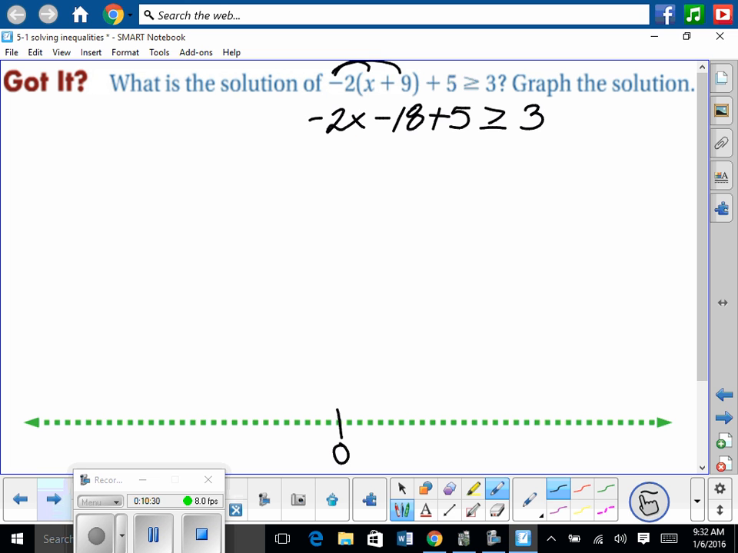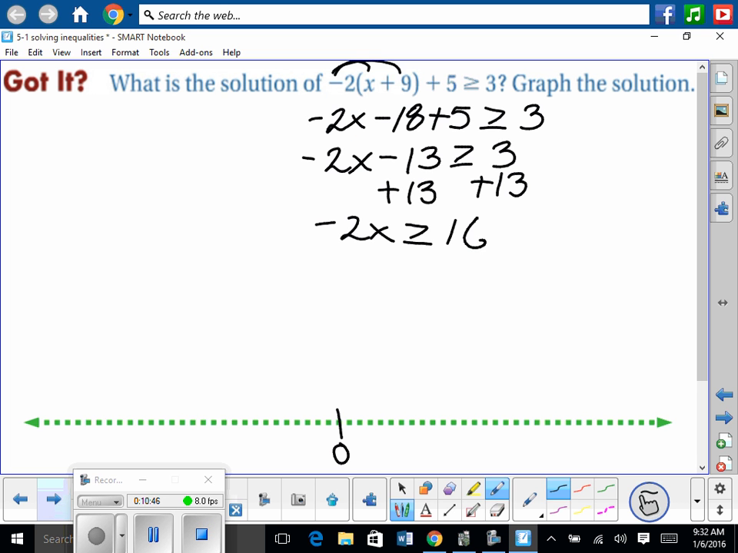Are we all following me? So we have -2x minus 13 is greater than or equal to 3. Then what will we do? Add 13. So we have -2x is greater than or equal to 16. Divide both sides by -2. We've got to flip our inequality since we divided by a negative. So we have x is less than or equal to -8. Right? Are we all good?